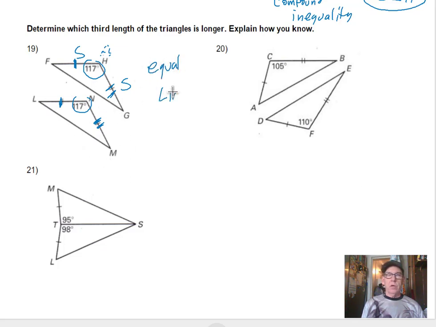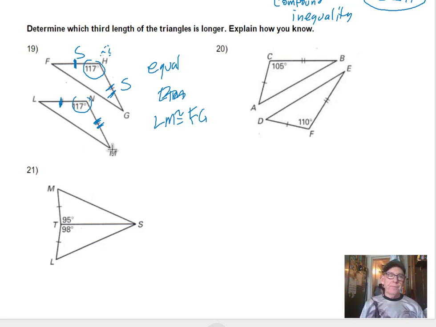LM is going to be congruent to FG because these two triangles are congruent by side angle side, and FG and LM are corresponding parts of congruent triangles.